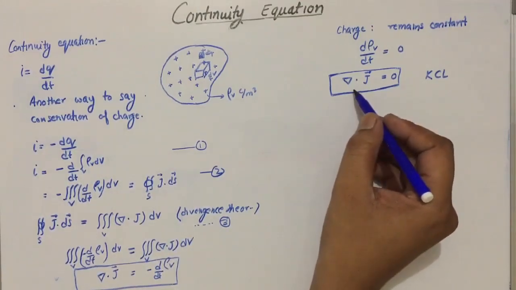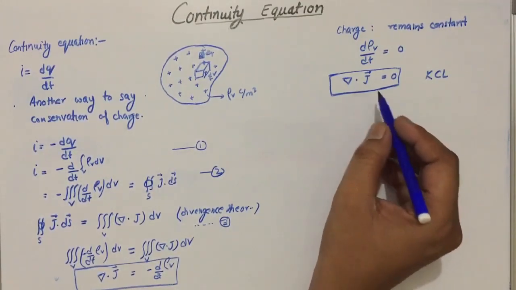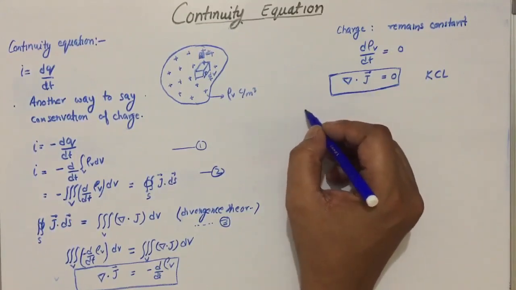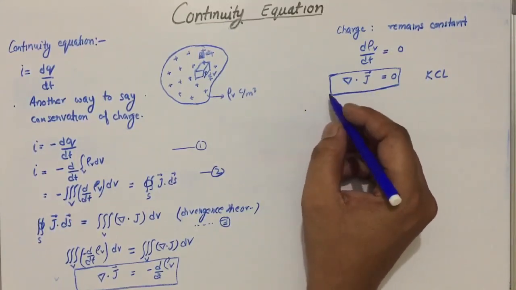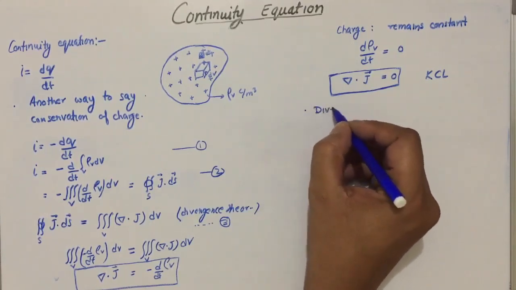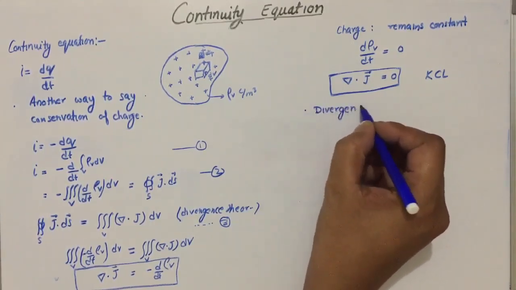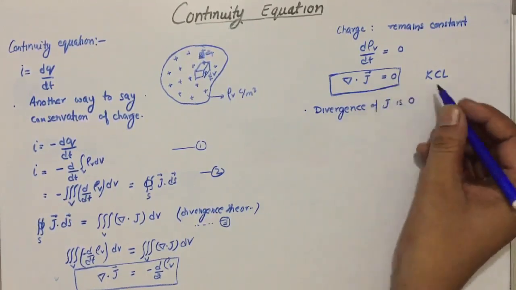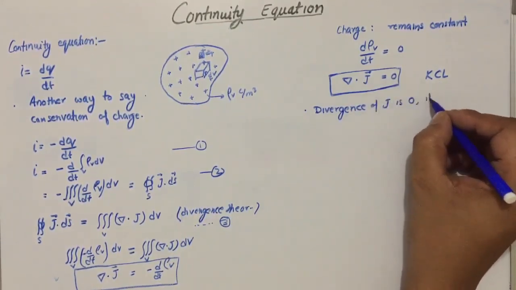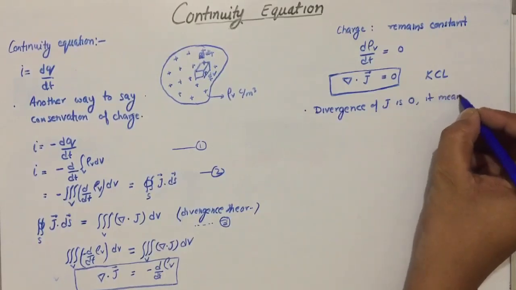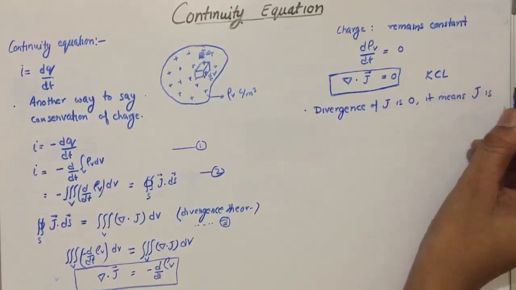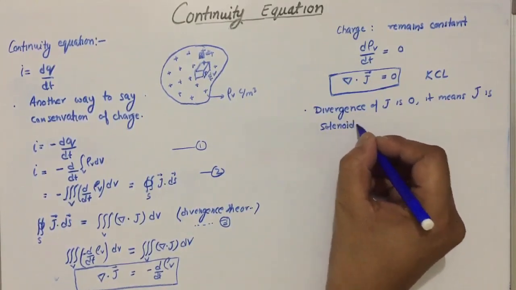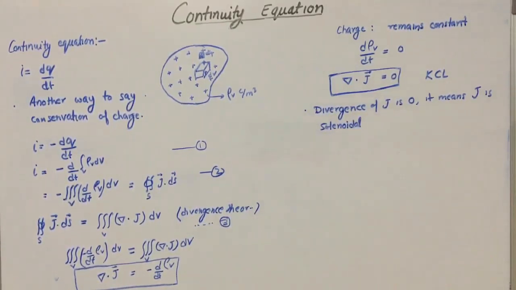In that case, if divergence is 0, it means J is solenoidal. So we can write, if divergence of J is 0, it means J is solenoidal, or we can say it is conservative.